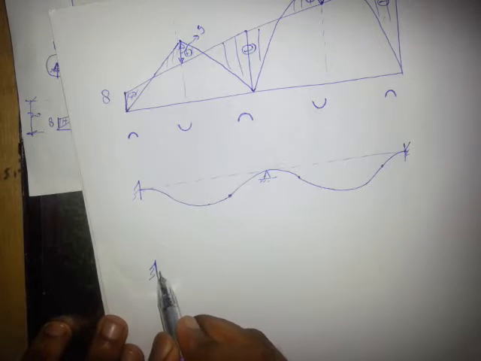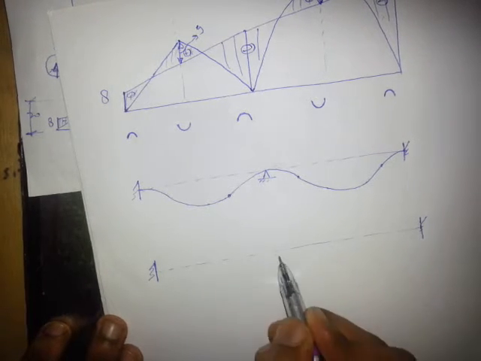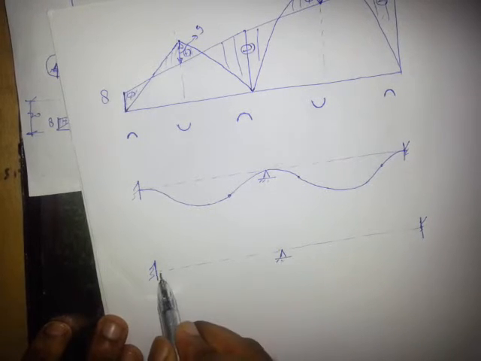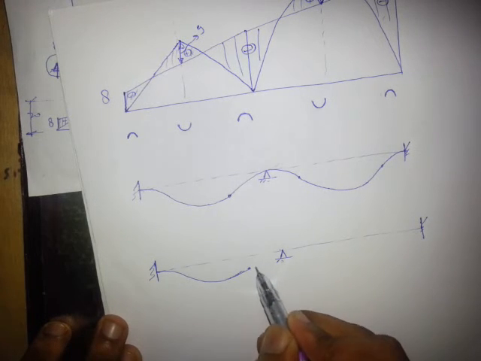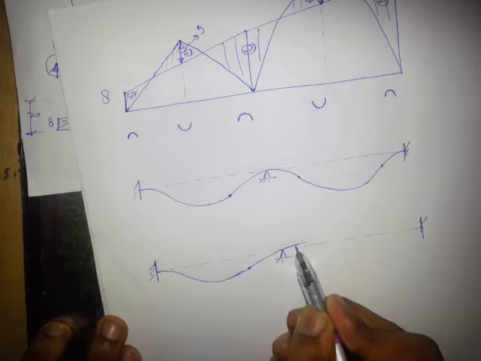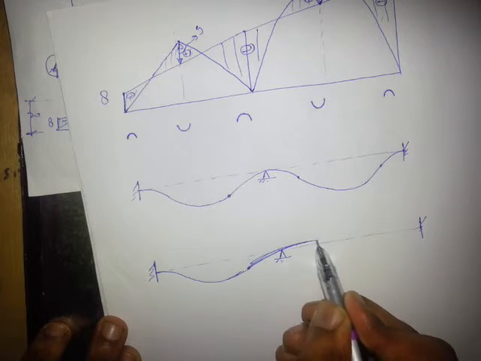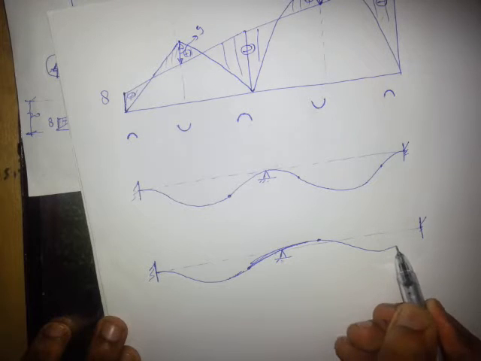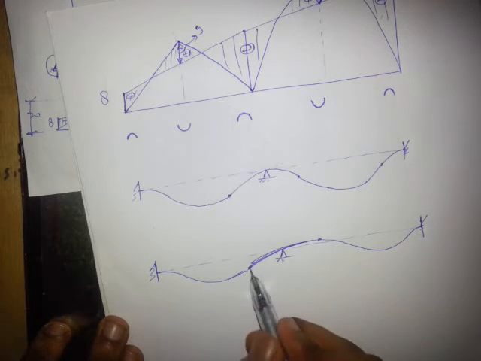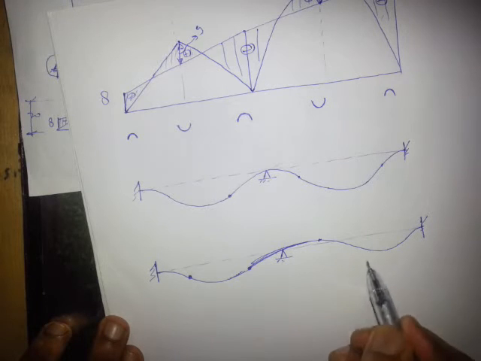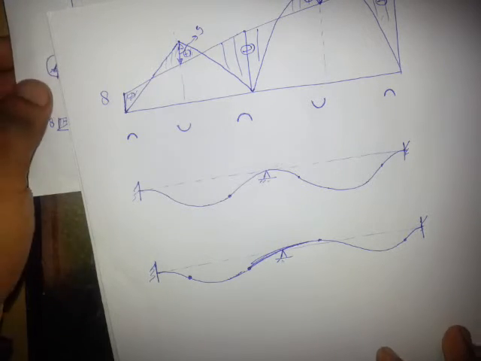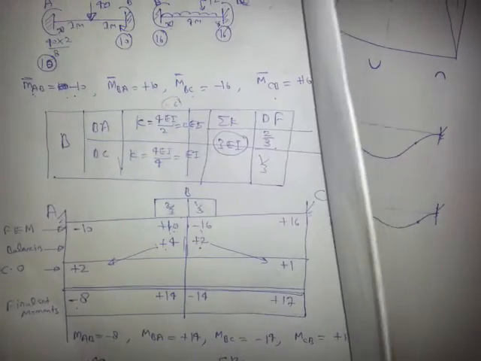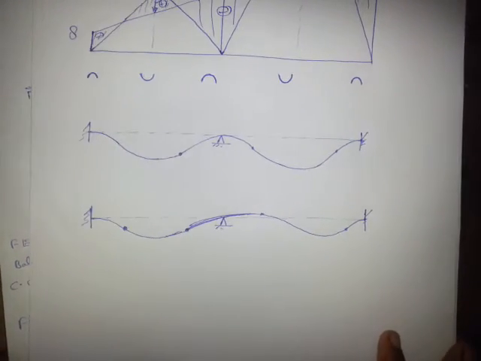So the correct diagram should be like this. This is the correct shape. These are points of inflection, right? Okay, so in this manner we can solve the questions of moment distribution method.